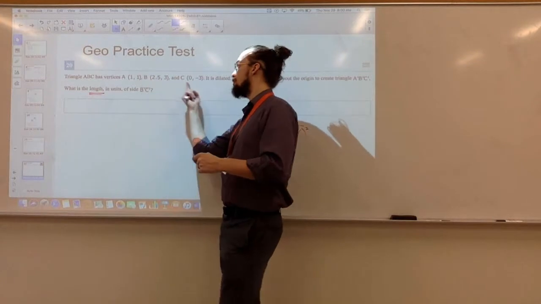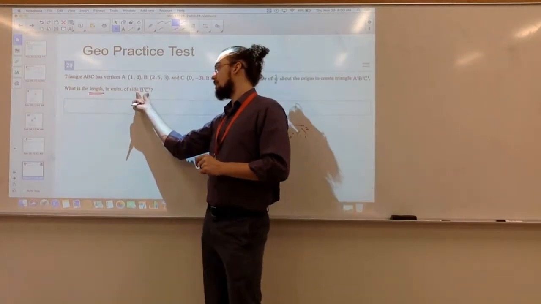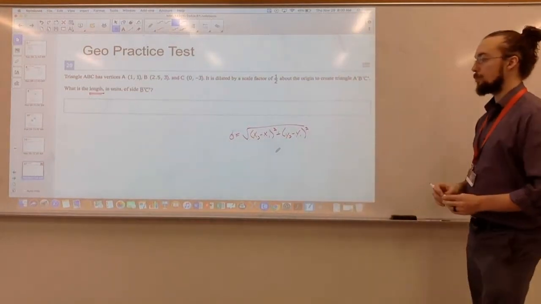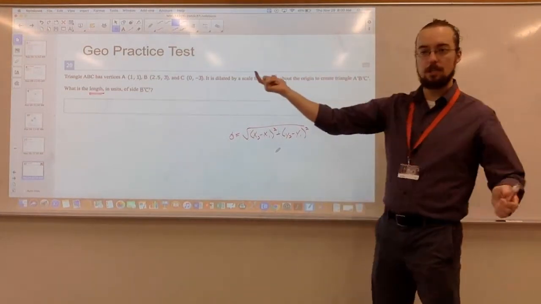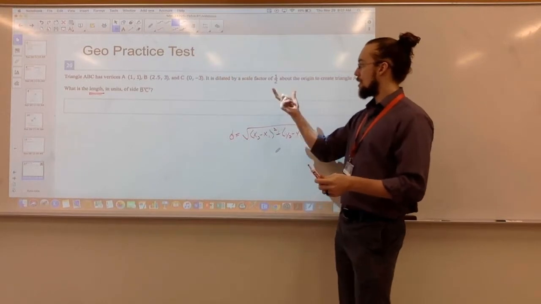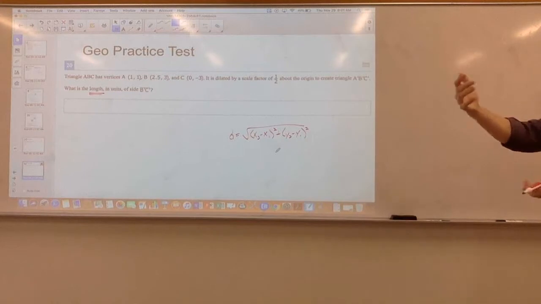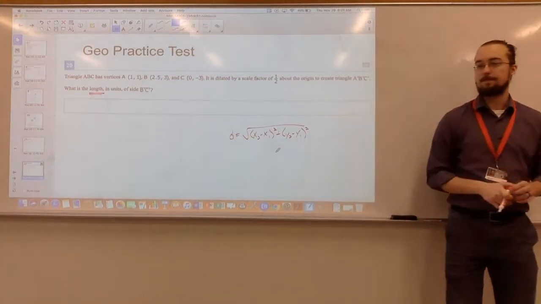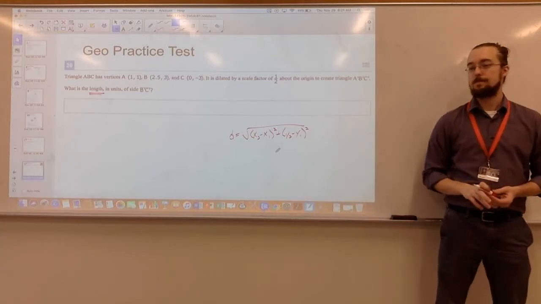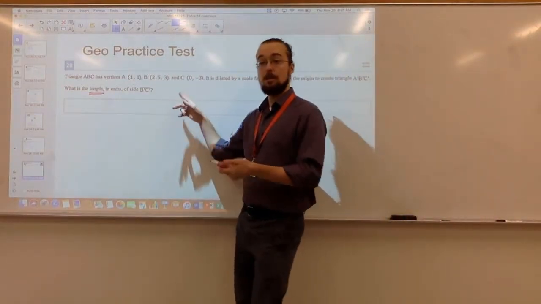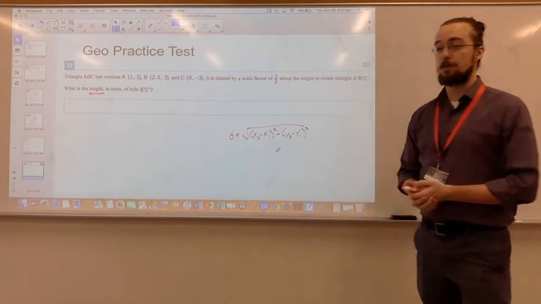I'm given A, B, and C, but I want to find the length of B prime, C prime. What should I do here? Should I find the length of BC first, and then do something with this scale factor, or should I try to do something with the scale factor, and then find the length of B prime, C prime? I don't know. What do you guys think? I think you should plug it in, get the answer, and then plug it. So you want to find the length of BC first? Yeah, I think that would probably be the best way to do it.